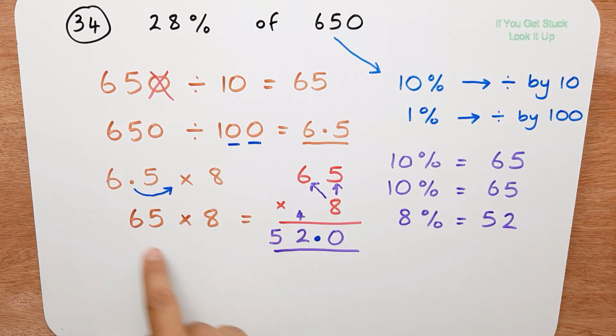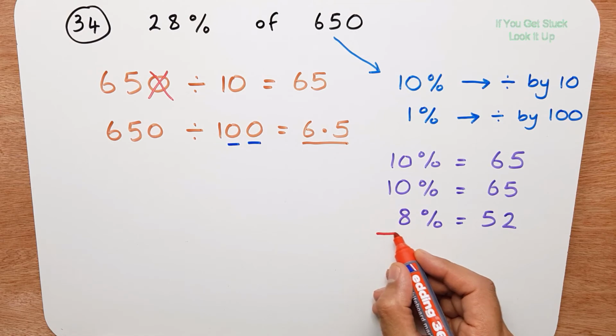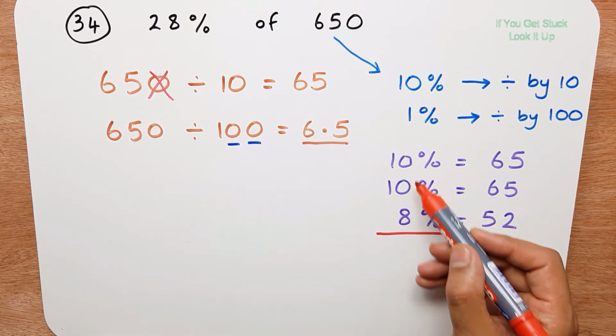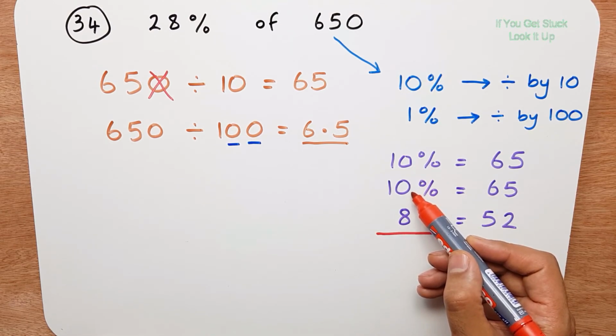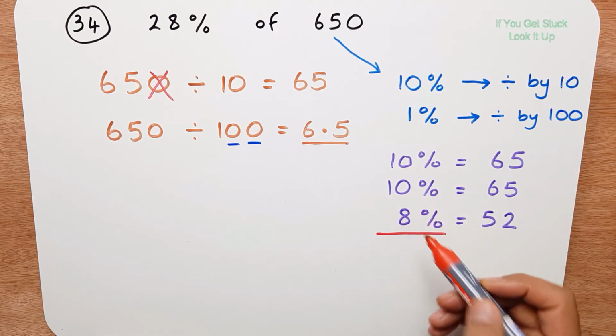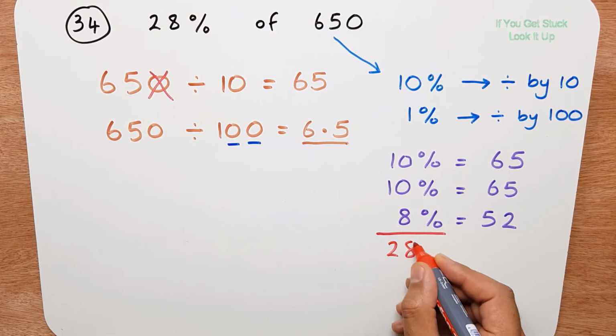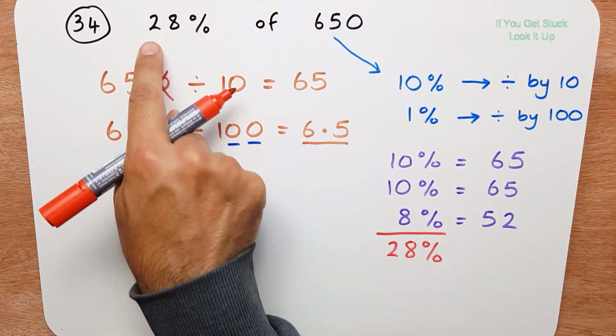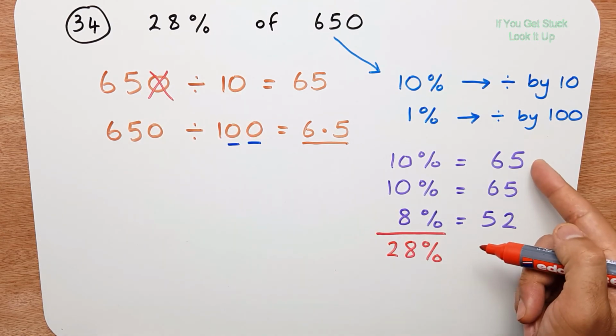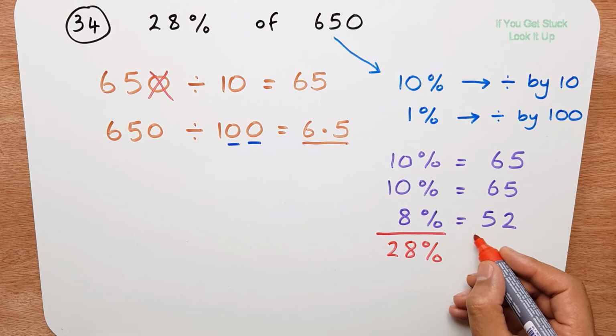Now let me rub this out. So let me look at this carefully. 10% plus 10% is 20%. Plus this 8% is 28%. And that's what I'm after. So that's the 28%. Now I simply need to add these three numbers that I've worked out.